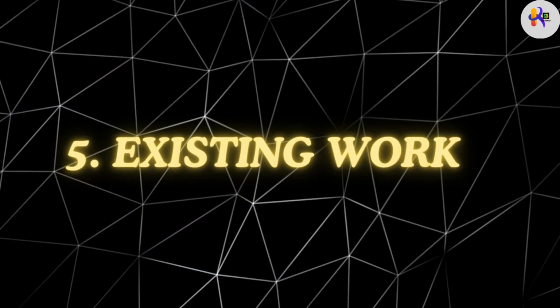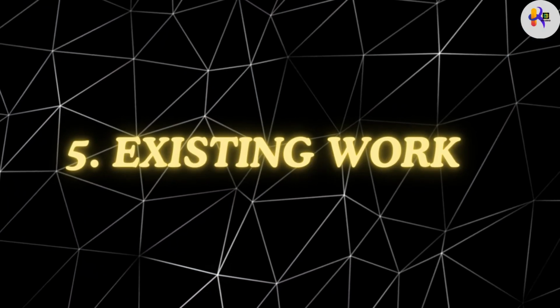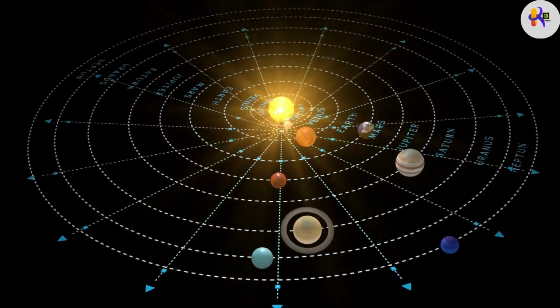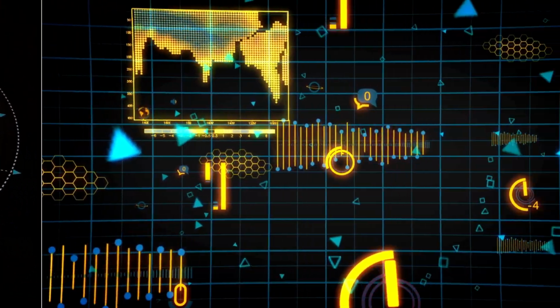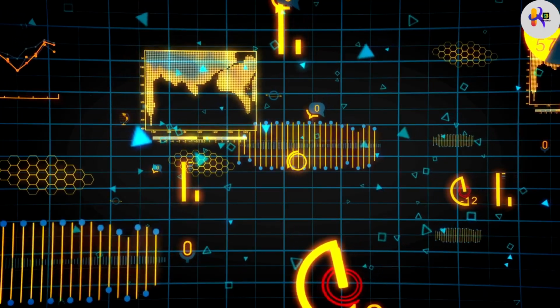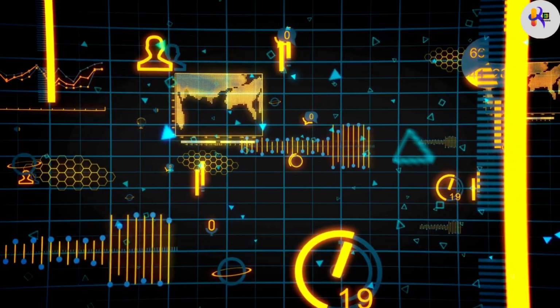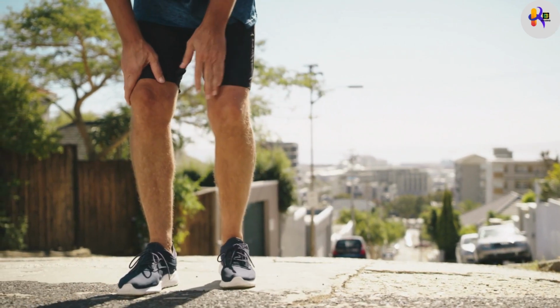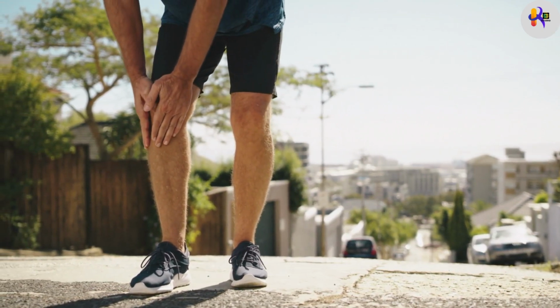Point number 5. Existing work. The existing work section explains the current systems or methods already in place. This could be software, tools, or models that solve the same problem. Show their strengths, what they do well, but also point out their weaknesses.